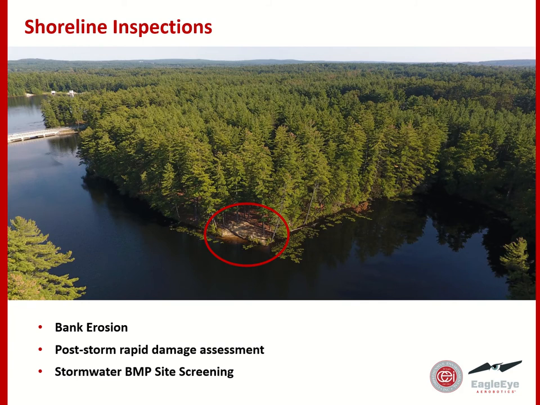Shoreline inspections allow a rapid view of large areas to identify problem areas such as bank erosion and damage following intense storms such as hurricanes and tornadoes. CEI uses drones in a similar manner for a rapid watershed-wide reconnaissance of potential locations to install infrastructure, such as stormwater management improvements.